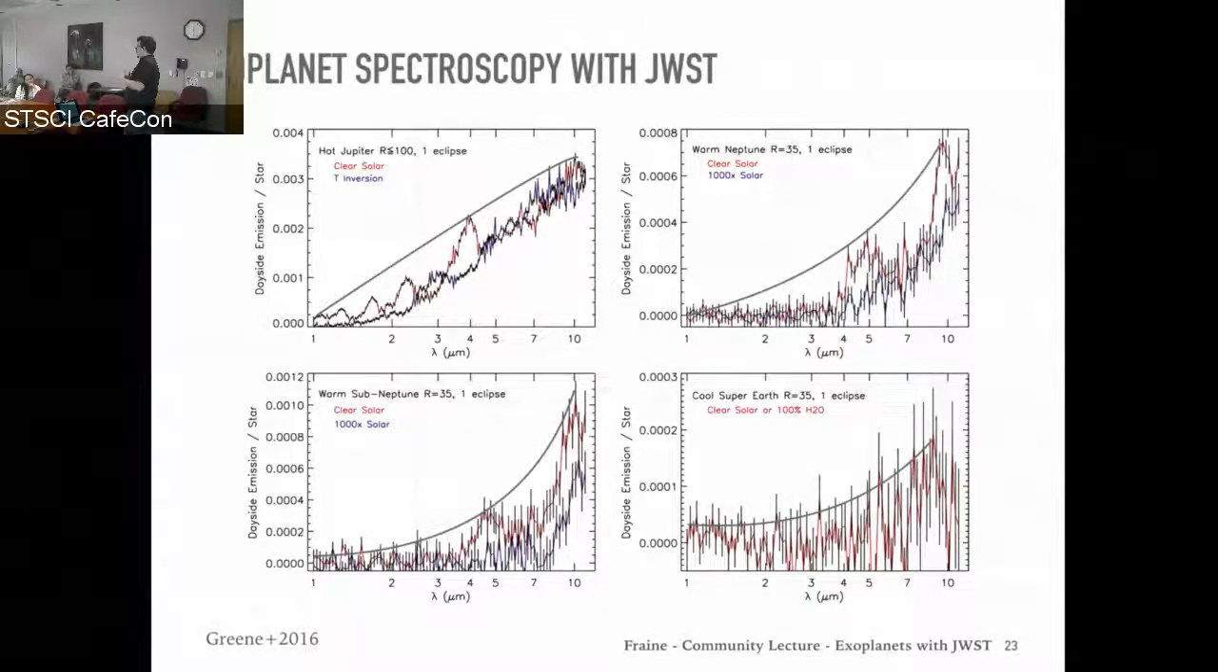When it comes to the smaller targets, things get harder. The smaller targets give you fewer photons, and they're smaller, so they have less surface area as well. This is incredibly similar to the last plot, where the error bars are on the order of 30 parts per million, and there's full spectral range coverage.